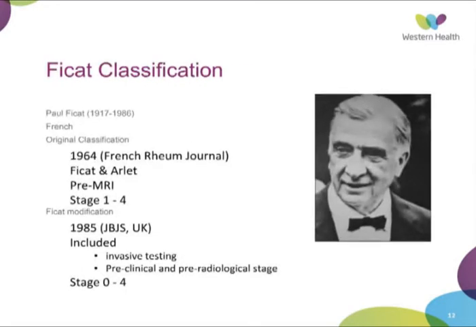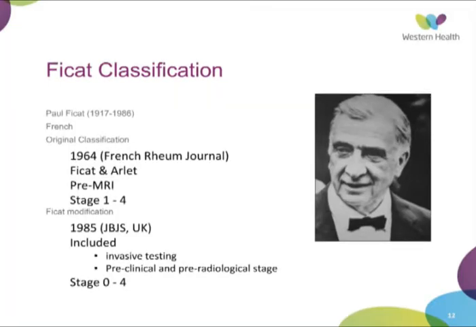So this is a French surgeon out of Toulouse, Ficat, who was a professor involved in World War II and did a lot of work during World War II in France. And his name, along with Arlet, is against the seminal papers on avascular necrosis. He's got two papers, so he originally described in 1960 and then in 1985 in JBJS with a modified Ficat, which is what most people use now.